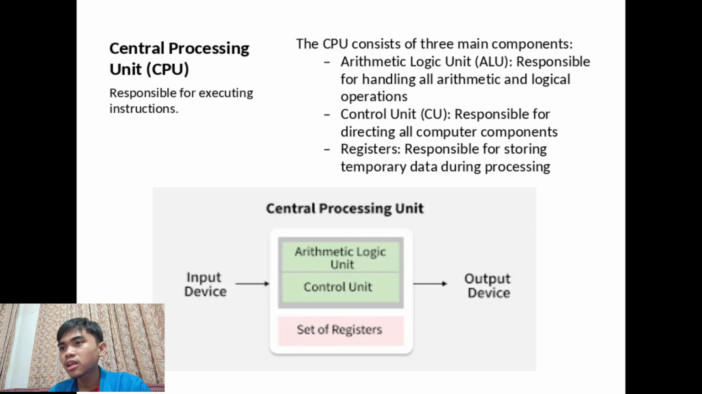Next is the central processing unit. The CPU is responsible for executing instructions. The CPU consists of three main components. The arithmetic logic unit is responsible for handling all arithmetic and logical operations. The control unit is responsible for directing all computer components. And the register is responsible for storing temporary data during processing.